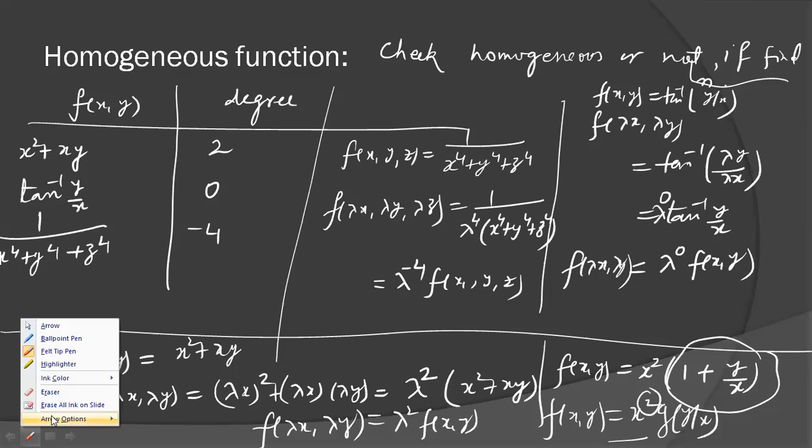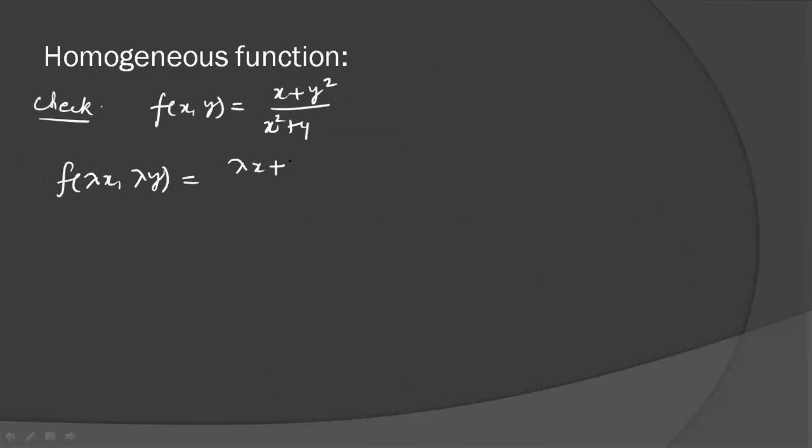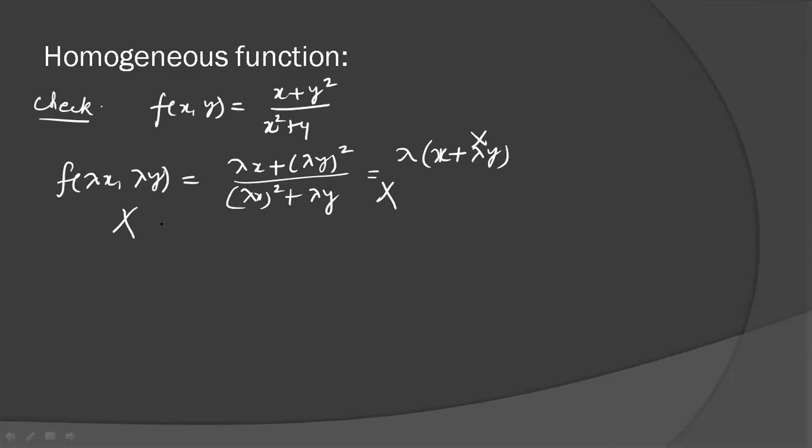So these all are homogeneous functions. Let's check one more function: f of x, y is equal to x plus y whole square over x square plus y. Is it homogeneous or not? If we write f of lambda x, lambda y, it will be lambda x plus lambda y whole square over lambda x whole square plus lambda y. We cannot take lambda common because in x plus lambda y, lambda is inside also. We cannot take it perfectly outside. So this is not a homogeneous function.